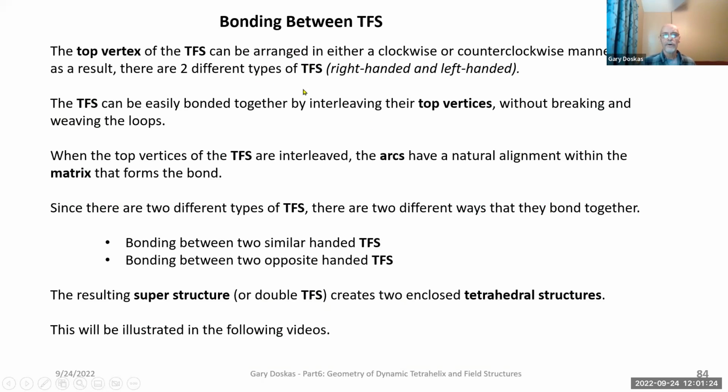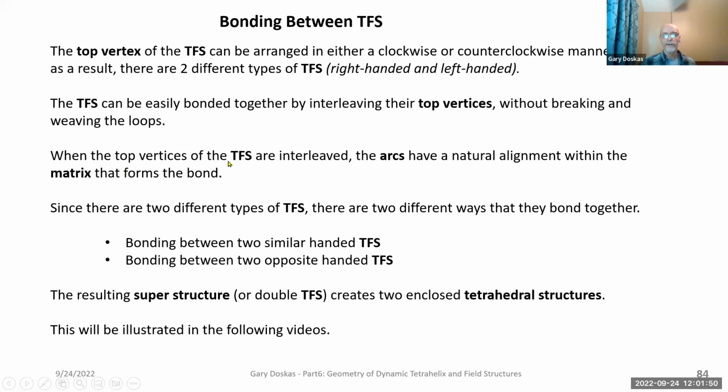And now I'm just going to show some of the bonding between TFS. So the top vertex of a TFS can be arranged in either a clockwise or counterclockwise manner. And as a result, there are 2 different types of TFS. There's a right-handed version and a left-handed version. And these TFS can be easily bonded together by interleaving their top vertices without breaking or weaving the loops together.